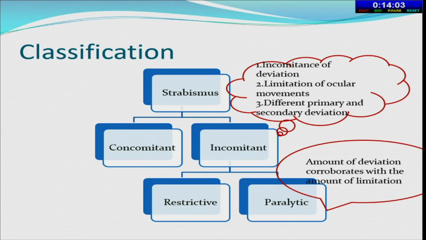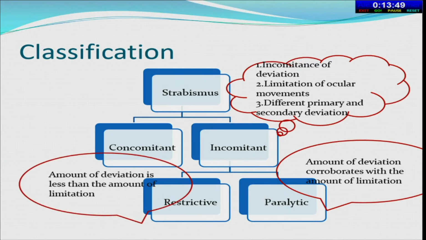Just by clinical examination, you can tell whether it's a restrictive strabismus or paralytic strabismus when you match the amount of deviation with the amount of limitation. Generally in paralytic strabismus, the amount of deviation is much more as compared to restrictive strabismus, where the amount of deviation is less as compared to the amount of limitation of ocular movement. So that's the basic clinical classification, and that's how you will proceed to a case of paralytic strabismus.